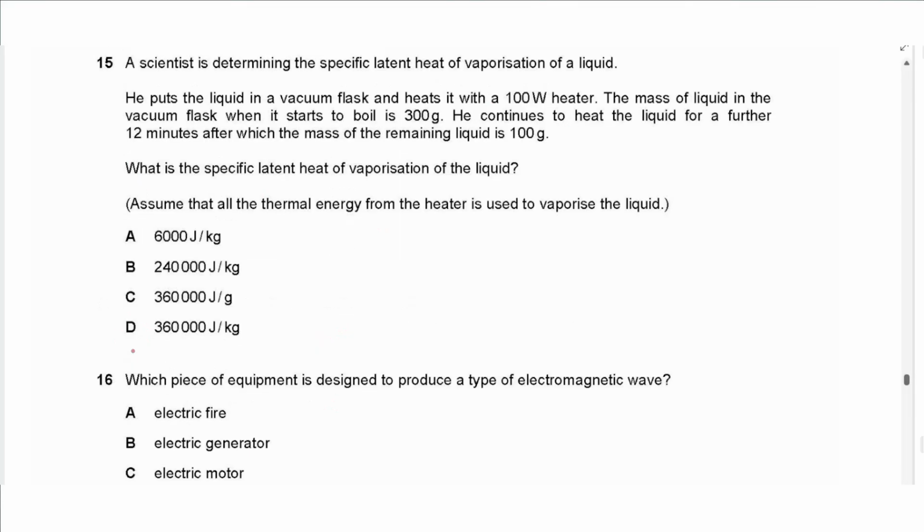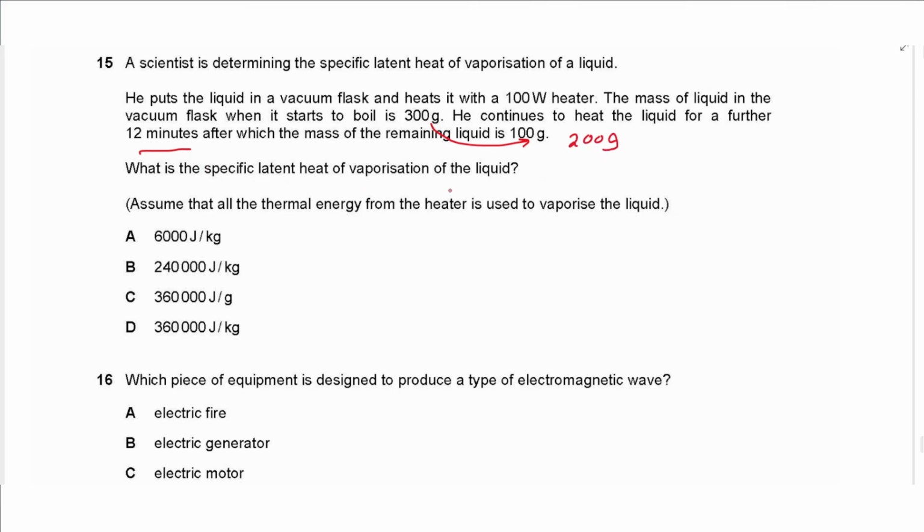Question 15 includes latent heat, which was removed from the syllabus, so you can skip this question too. It says a scientist is determining the specific latent heat of vaporization of a liquid. He puts the liquid in a vacuum flask and heats it with a 100-watt heater. The mass of the liquid in the vacuum flask when it starts to boil is 300 grams. He continues to heat the liquid for a further 12 minutes, after which the mass of the remaining liquid is 100 grams. So the actual mass vaporized or boiled is 200 grams.